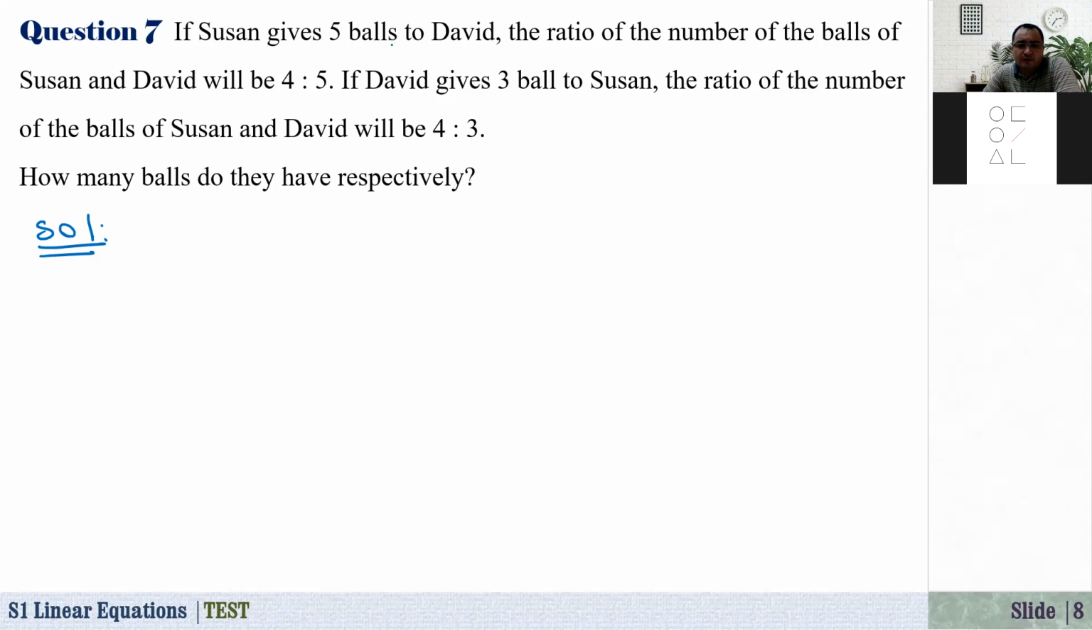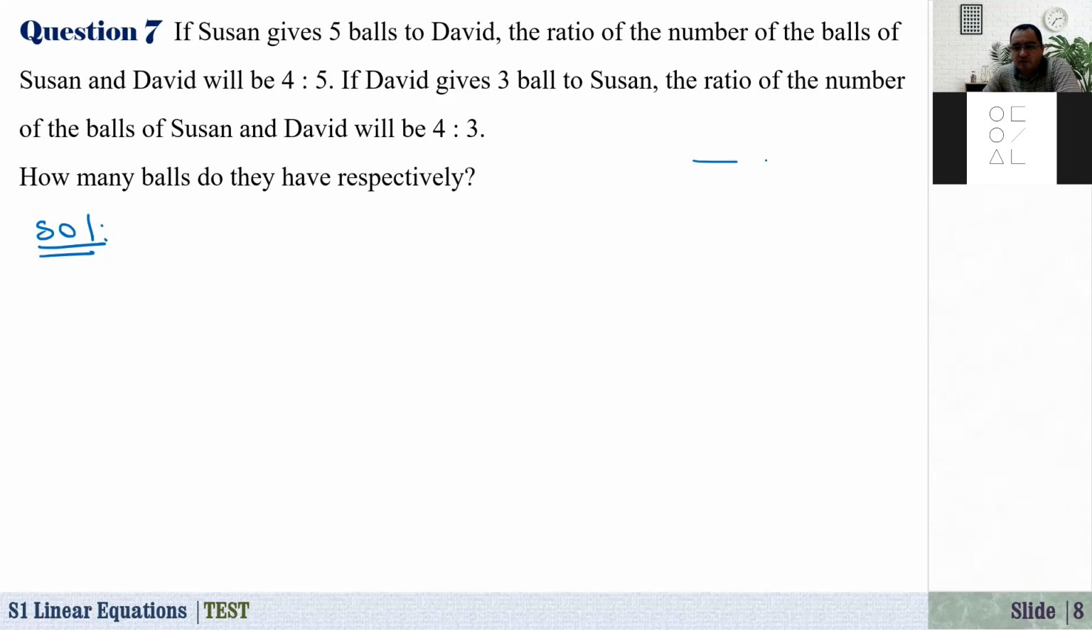If Susan gives 5 balls to David, the ratio of the number of balls of Susan and David will be 4-5. If David gives 3 balls to Susan, the ratio of the number of balls of Susan and David will be 4-3. How many balls do they have respectively?